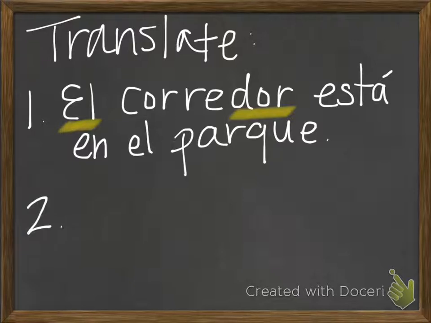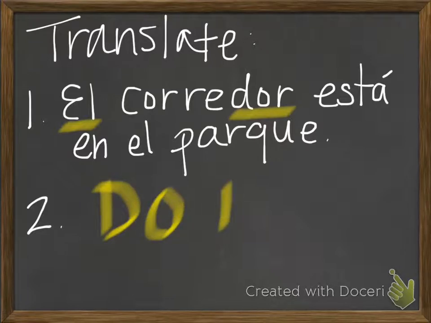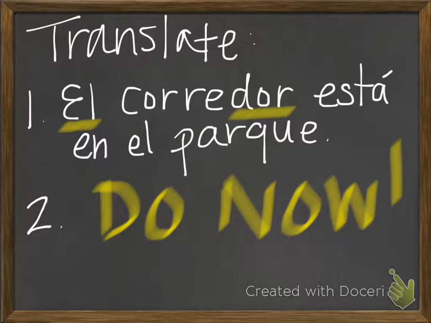Alright, for numero dos, the player is new. Okay, remember this is feminine and also the verb to play is what you need to go from, okay? I want you to try that one and we are going to go over that one in class. So please make sure that you do it now. Alright, and we'll check that over in a little while.